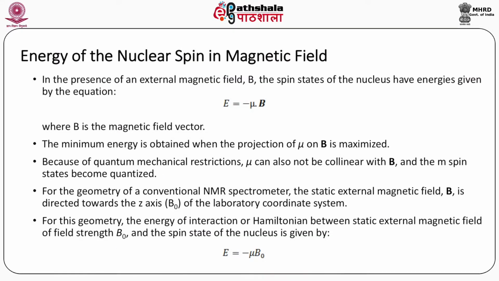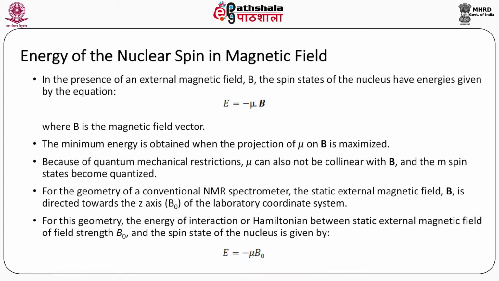Energy of the nuclear spin in magnetic field. In the presence of an external magnetic field B, the spin states of the nucleus have energy given by the equation E is equal to minus mu dot B, where B is the magnetic field vector. The minimum energy is obtained when the projection of mu on B is maximized. Because of the quantum mechanical restrictions, mu cannot be collinear with B and the m spin states become quantized.